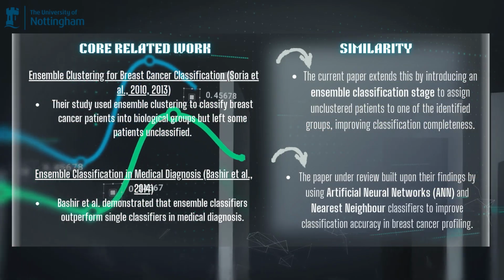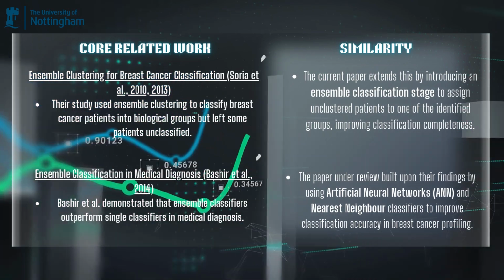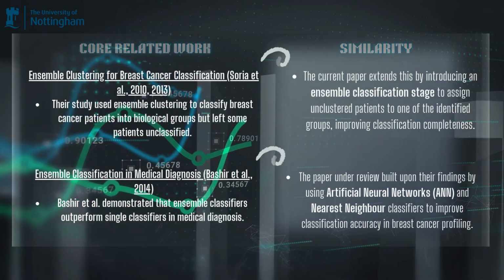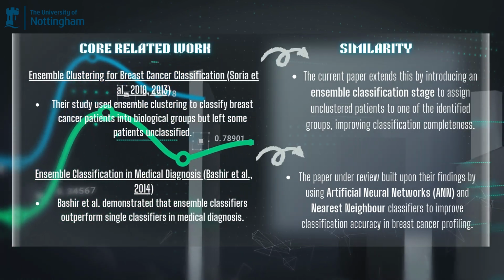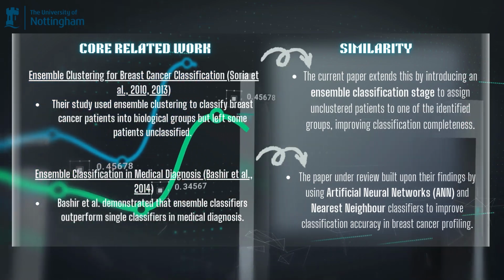Soria et al. used ensemble clustering but left some patients unclassified. This paper improves on that by adding ensemble classification. Bashir et al. demonstrated that ensemble classifiers outperform single classifiers in medical diagnosis. This study builds upon that by using ANN and nearest neighbor classifiers to improve accuracy.